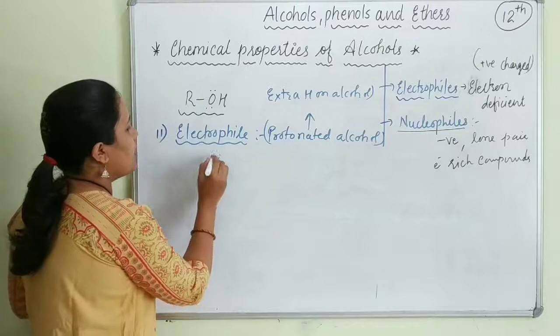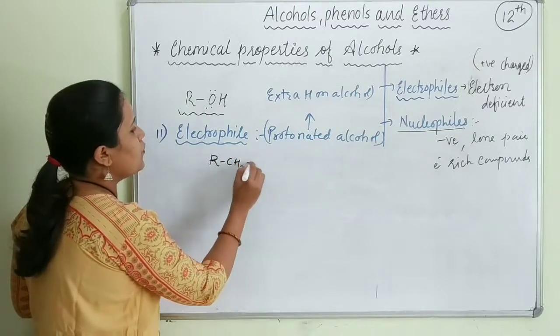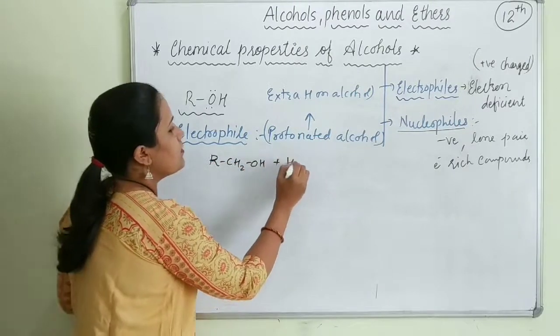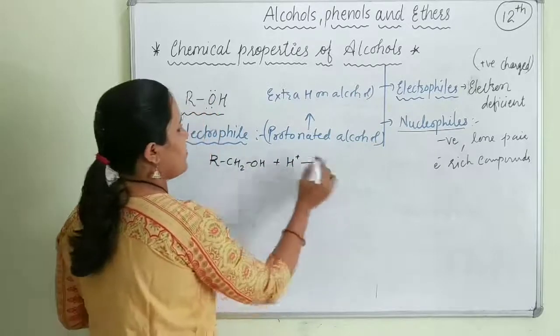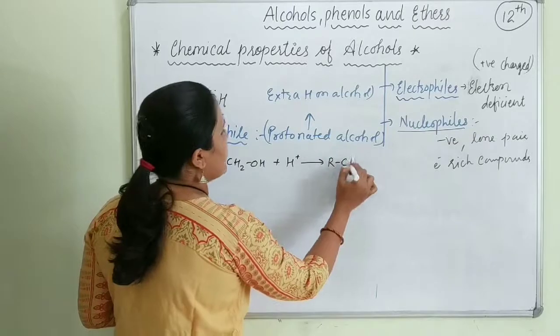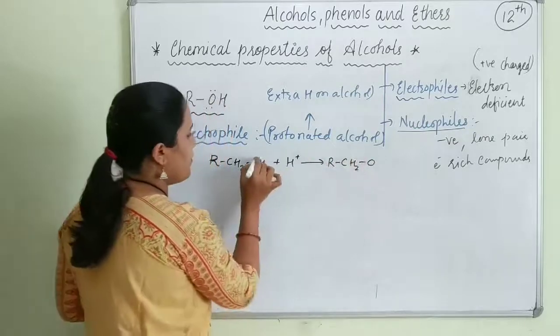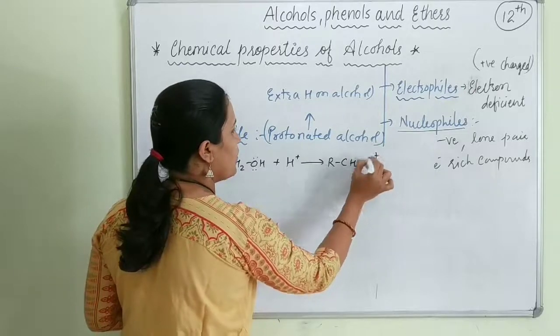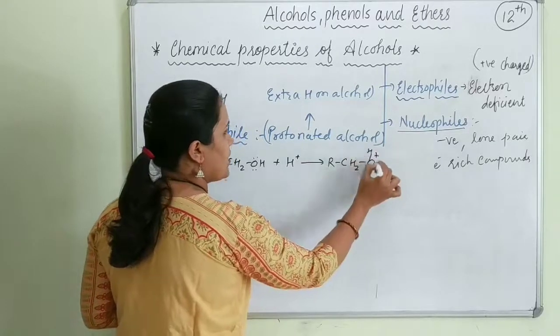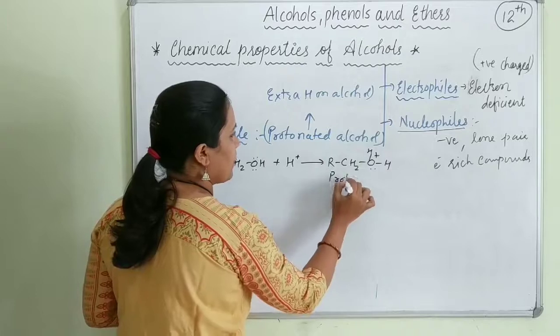If I take RCH2OH, when it comes in contact with an H plus ion, it will convert itself into RCH2, as oxygen has two lone pairs. So what will the oxygen do? Oxygen will donate one lone pair to this H and it becomes protonated.